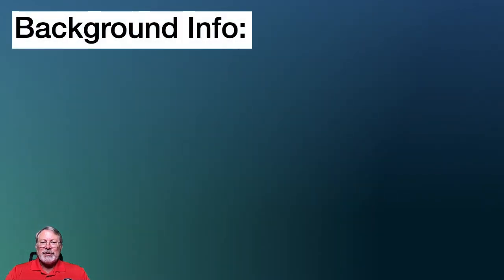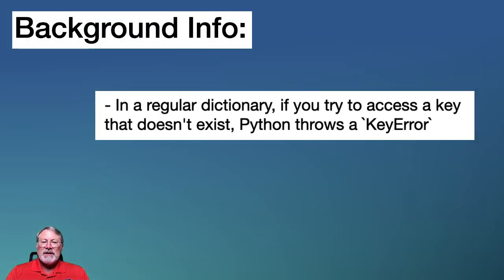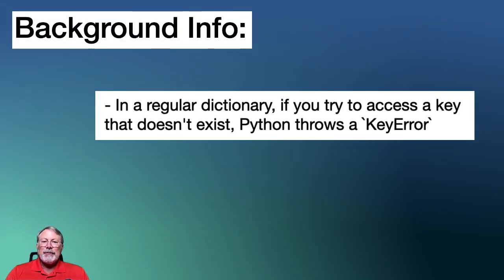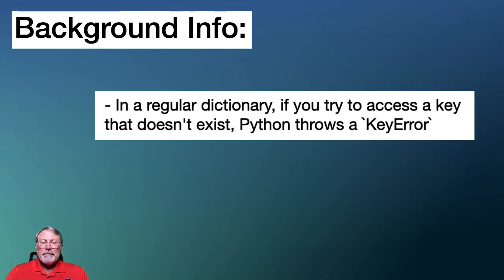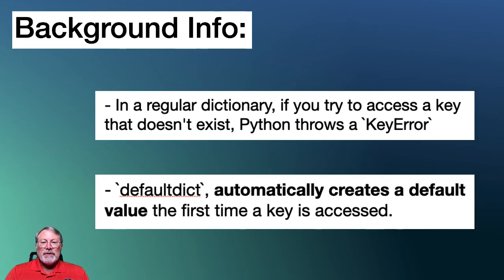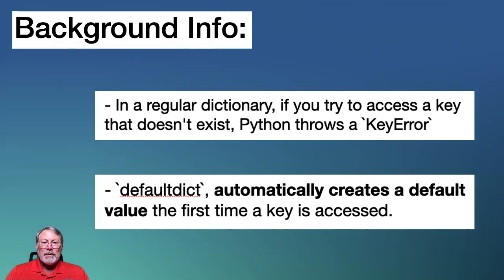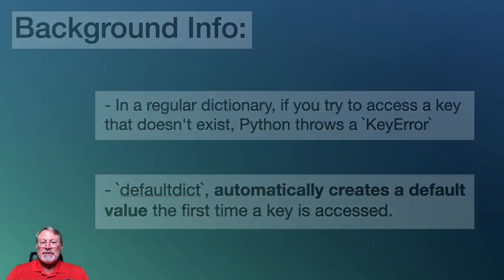In a regular dictionary, if you try to access a key that doesn't exist, Python throws a key error. You usually solve this with conditionals like "if key not in my_dict: my_dict[key] = empty set". But with defaultdict, you don't need that boilerplate. It automatically creates a default value the first time a key is accessed.